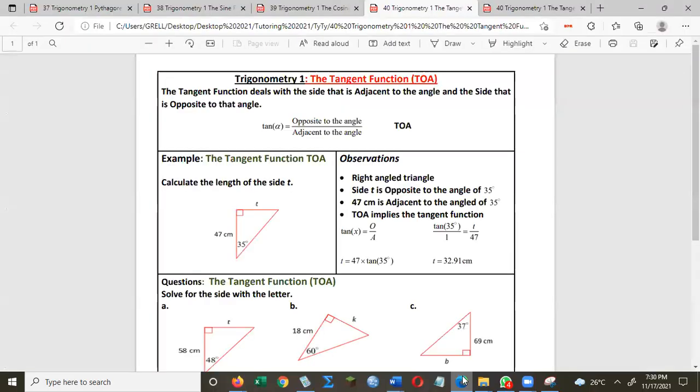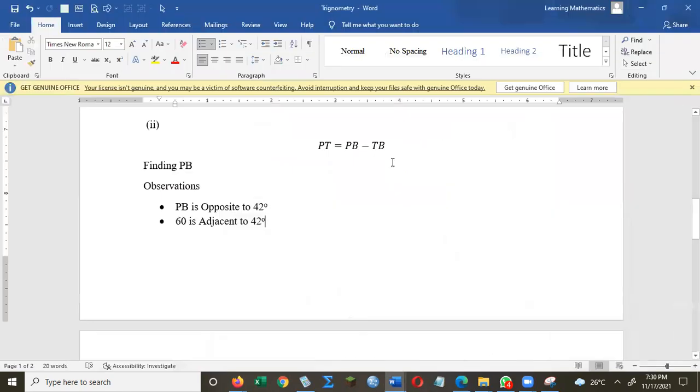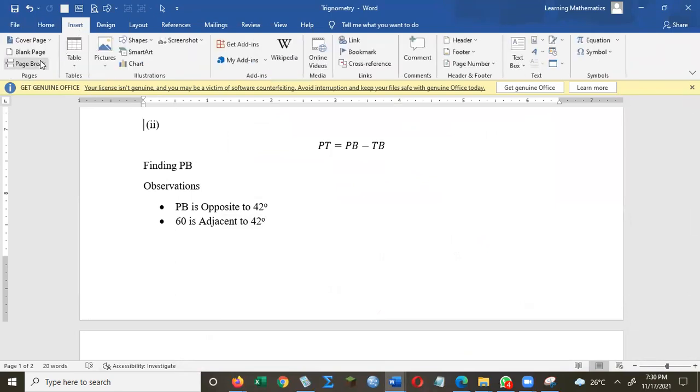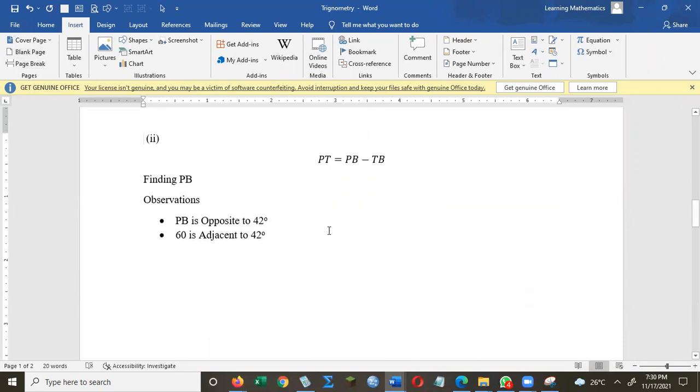So we have to decide. Opposite and adjacent is tan. So you have to use tan. So that's what you have to do to identify which ratio to use. You make a list of observations, starting with what you want to find, and then you move on to the information they give you. They give us 60, which is adjacent to 42. So we have to use tan.